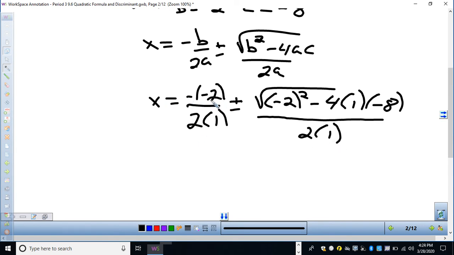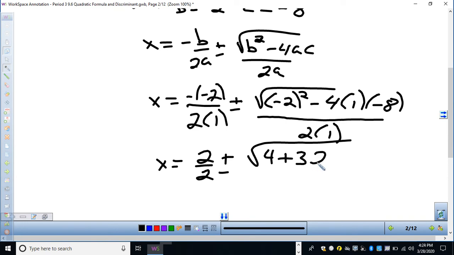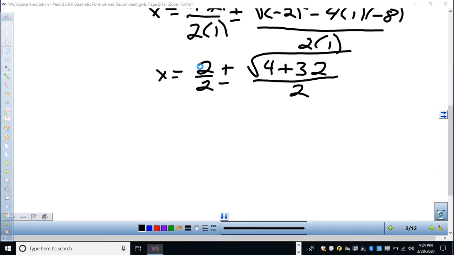So these negatives cancel. We have negative 2, which makes a positive 2. So x equals 2 over 2 times 1, which is 2, plus or minus the square root of negative 2 squared, which is negative 2 times negative 2, which is positive 4. And then here the negatives cancel because a negative times a negative is a positive. So 4 times 1 is 4, times 8 is 32, so this is going to be plus 32. And down here, 2 divided by 2 is 1. So x equals 1 plus or minus the square root of 4 plus 32, which is 36, over 2.